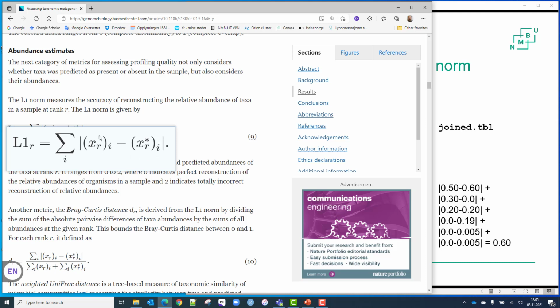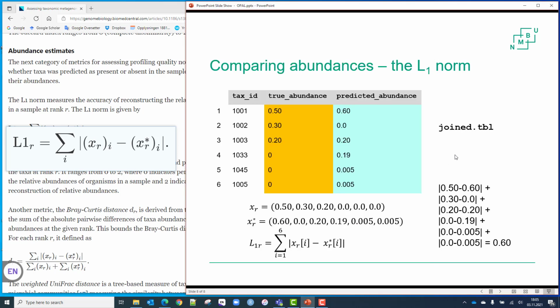I didn't present the formula then because then all the values were either 0 or 1. Here we have abundances, which are decimal values, right? But if the values are 0 and 1, you can express this in a different way, but this is the general formula for L1 norm or Manhattan distance. And here's how we actually compute it now.